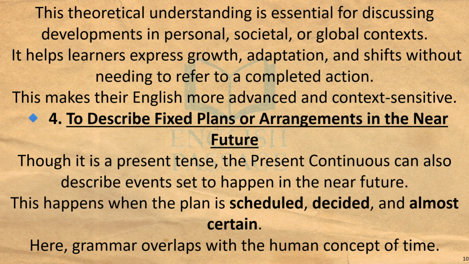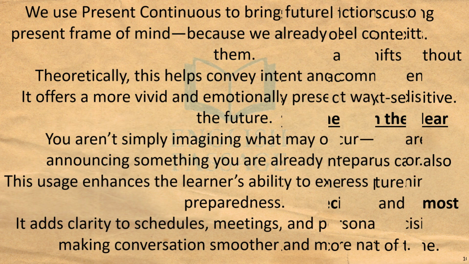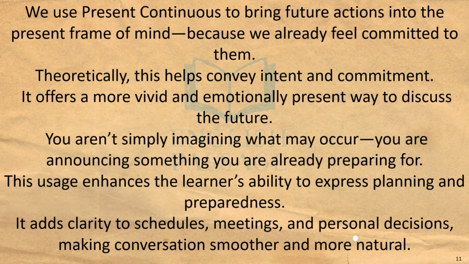4. To describe fixed plans or arrangements in the near future. Though it is a present tense, the present continuous can also describe events set to happen in the near future. This happens when the plan is scheduled, decided, and almost certain. Here, grammar overlaps with the human concept of time. We use present continuous to bring future actions into the present frame of mind because we already feel committed to them. Theoretically, this helps convey intent and commitment.